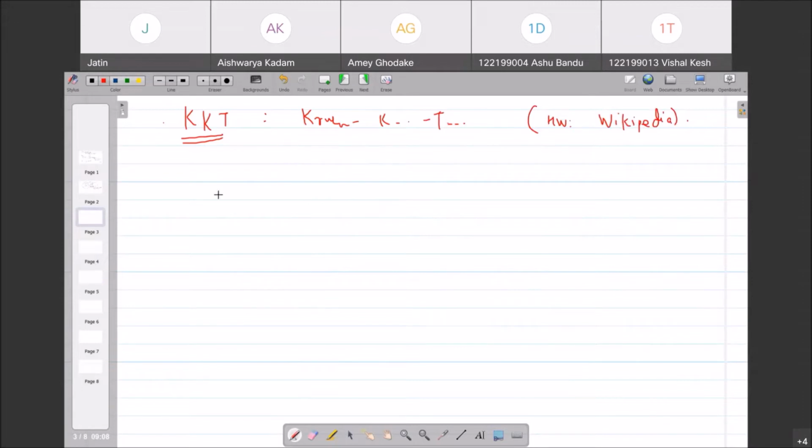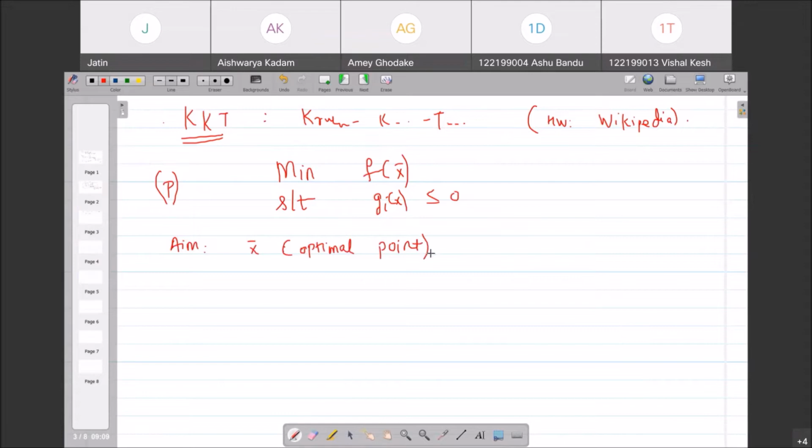Now, what is our aim? Suppose you have an optimization problem: minimization of f of x subject to the constraints gi of x less than or equal to 0. Let me call this problem P. You want to solve the problem P. That means you want to find the point of minima. So what is your aim? To solve the problem means to find x bar. What is your x bar? It is the optimal point. You can recall the definition from the first lecture. Your aim is to find the optimal point, that means the point where the constraints are also satisfied and the function is taking the minimum value.